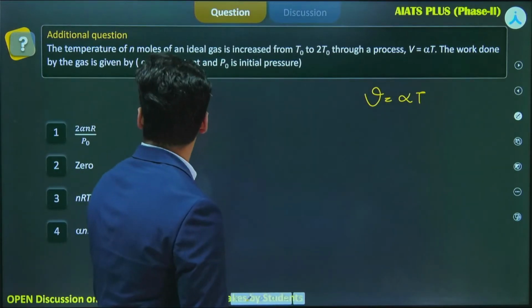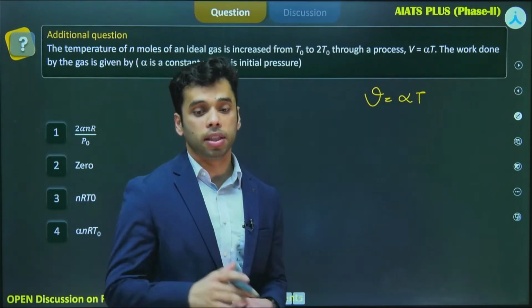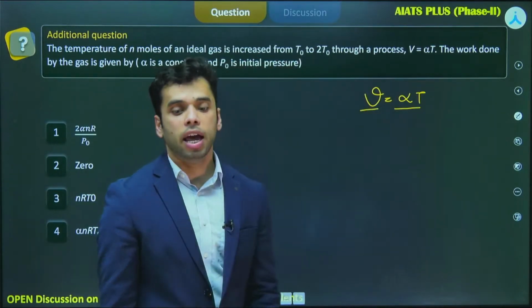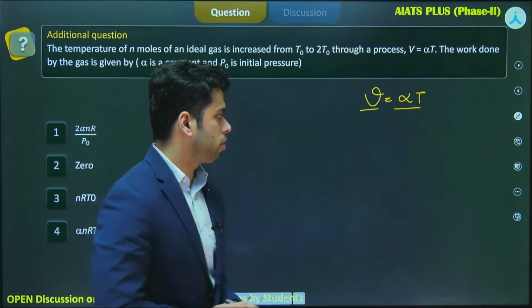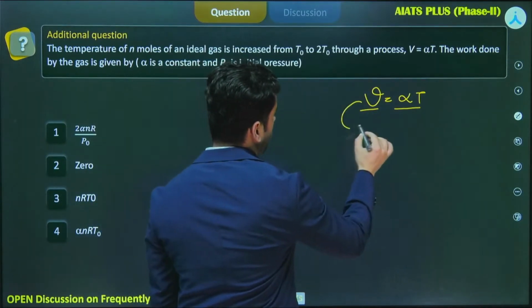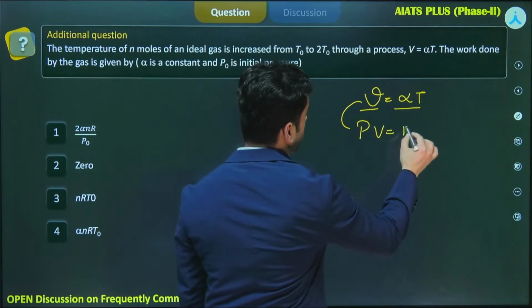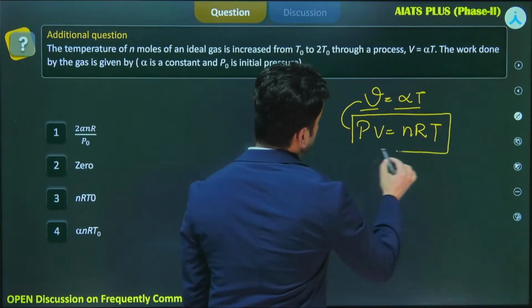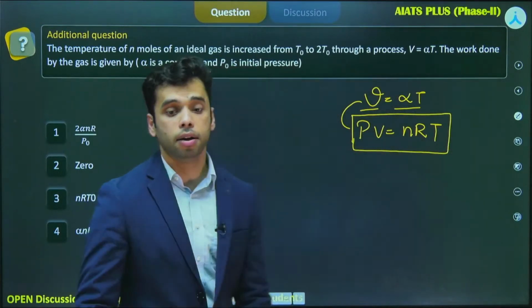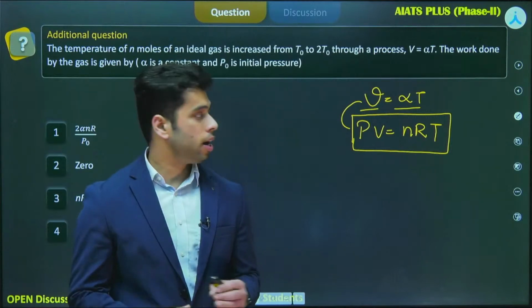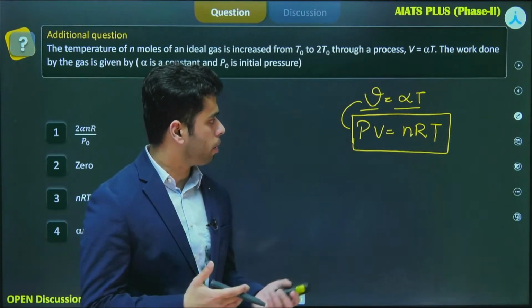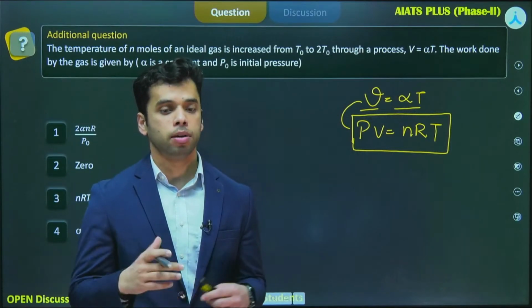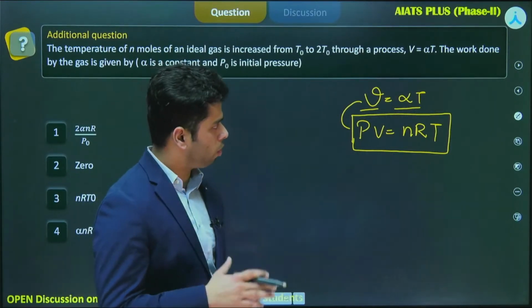So the work done by the gas is given by, so you need to calculate the work done by the gas. V is equal to alpha T is the process equation. Anyone can put the answer in the comment box. If V is equal to alpha T, from the ideal gas equation, I know that PV is equal to nRT. PV is equal to nRT and volume is proportional to temperature, right? If you are clear with the concept, you can solve this problem.